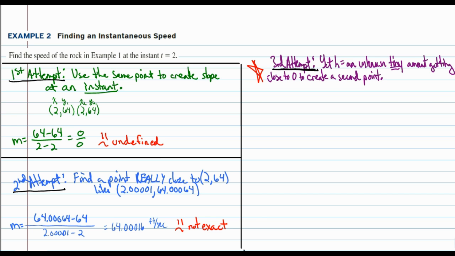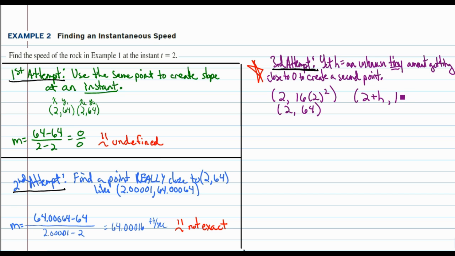So in my third attempt, here's what I'm going to do from here on out. I'm going to say h is an unknown teeny tiny amount, getting really close to 0, to create a second point. We don't even know how small h is, but it is infinitely small. So now the two points that I'm working with are (2, f of 2), so 16 times 2 squared, which we did find out was (2, 64). And then the other one will be 2 and a little bit, a teeny tiny amount away, infinitely small. So not 0.00001, but even smaller than that, and it keeps getting smaller.